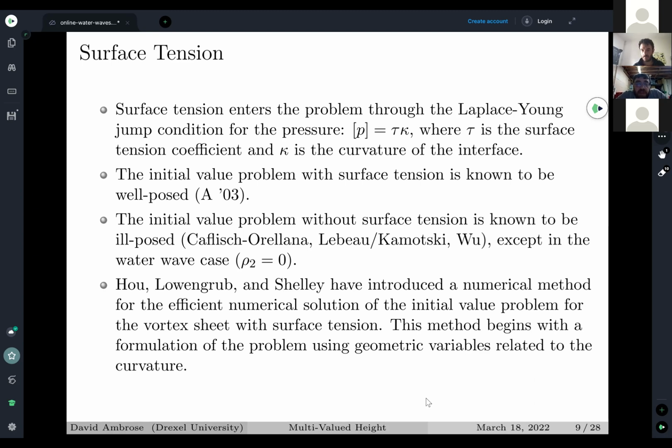The method begins with the formulation of the problem using geometric variables related to the curvature. So we're not going to study Cartesian coordinates. We're going to stick with, as we did in the Crapper waves, tangent angle. Unlike the Crapper wave here, the parameterization we'll use will be arc length. So we're going to stick with arc length and tangent angle as our dependent variables.